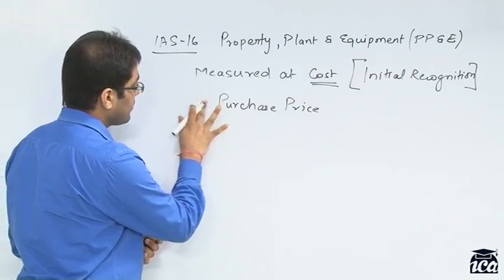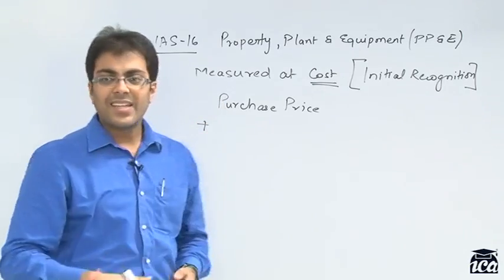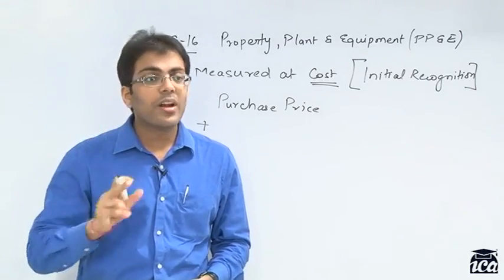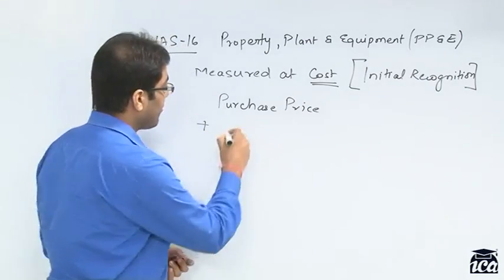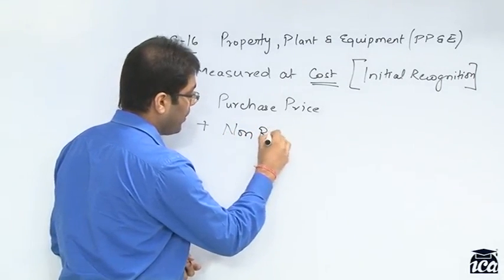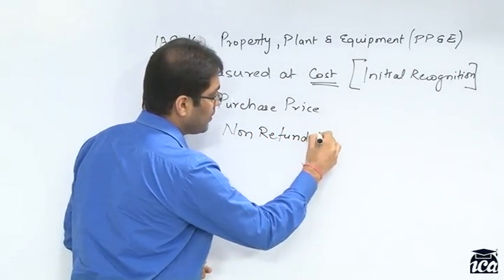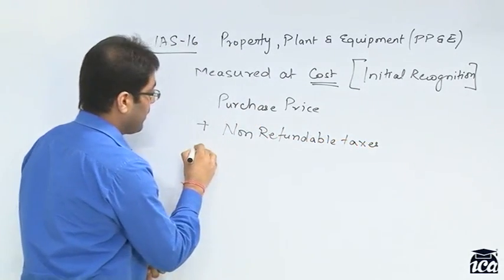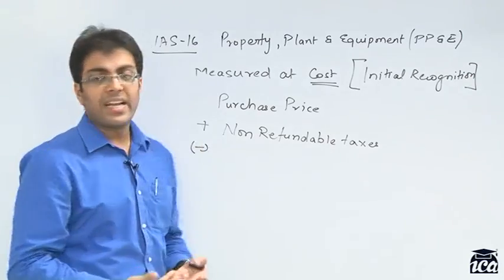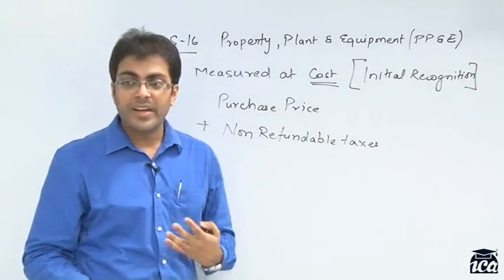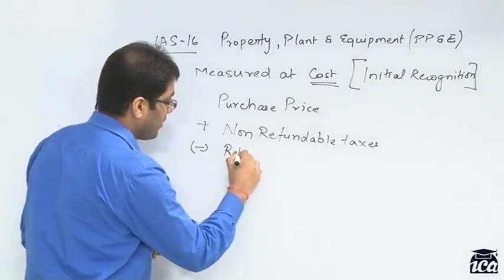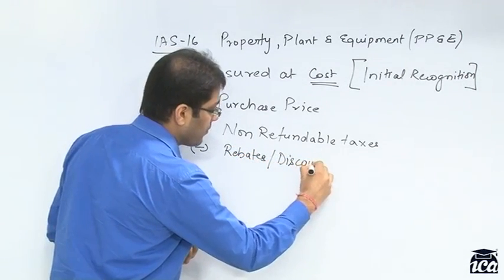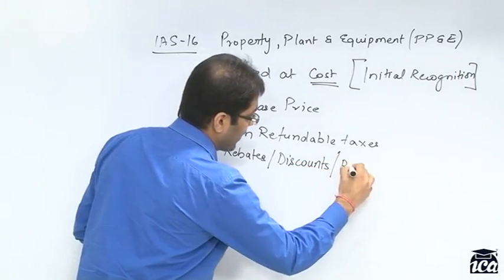Plus, let's say there are some taxes attributable to it. There are some taxes which are non-refundable. So non-refundable taxes would be forming part of the cost. Let's say there are some refundable taxes or there are some discounts or rebates, right? So rebates, discounts, refundable taxes.